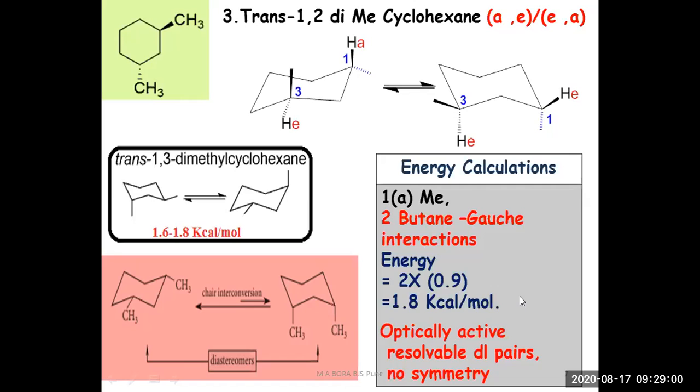Now this particular molecule, unlike cis 1,3-dimethyl cyclohexane, does not have a plane of symmetry. You can see one is beta, the other is alpha, and therefore it is an optically active molecule. It is a resolvable DL pair, as there is no symmetry and it has chirality, it has two chiral centers. Therefore trans 1,3-dimethyl cyclohexane is an optically active molecule.